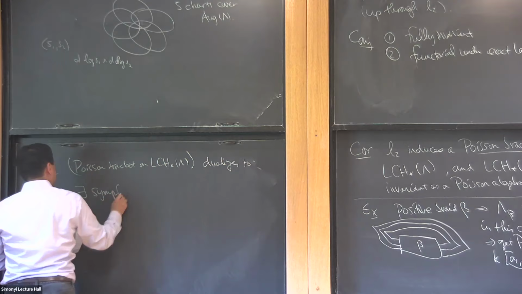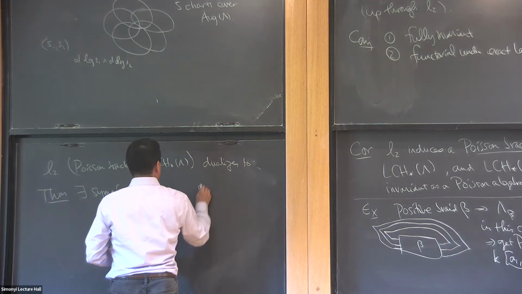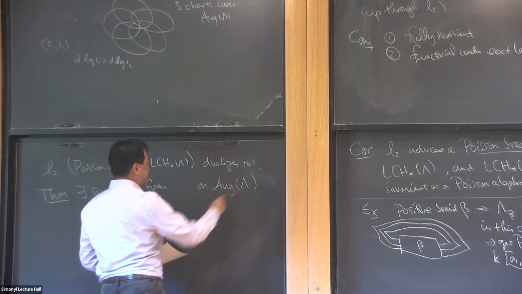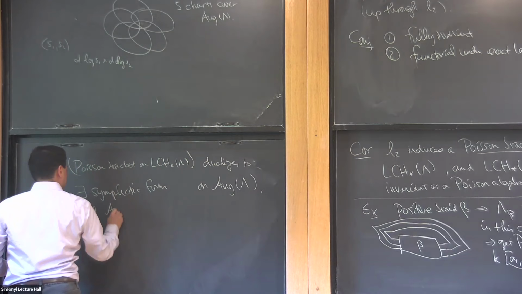If your favorite field is the complexes, then this is a holomorphic symplectic form on this augmentation variety. And it gives this augmentation variety the structure of an affine symplectic manifold, which is invariant under isotopy, invariant under the Legendrian isotopy.